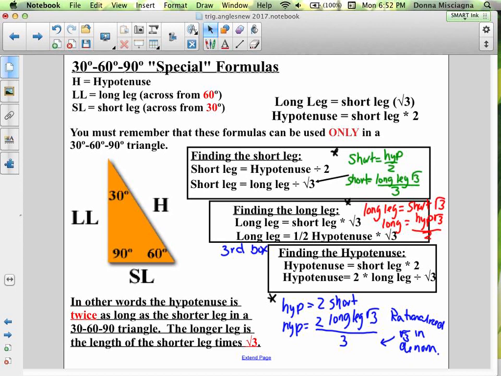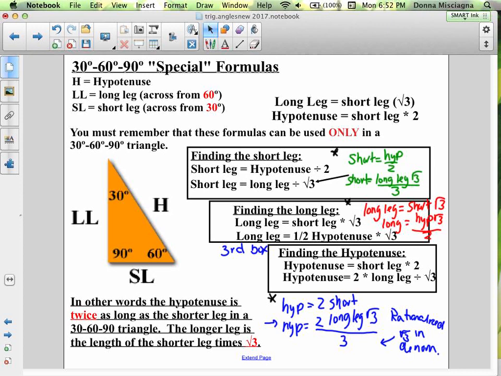So instead of writing 2 times long leg with that division sign, just write this one instead: 2 times the long leg times the square root of 3 divided by 3. So we rationalized. There was a square root of 3 in the denominator, and we just multiplied numerator and denominator by the square root of 3, just like we did on the other page. Okay. So our hypotenuse is just twice as long as the short leg. That's the most important one to remember, because if you don't remember how to find it from the long leg, you can always just find the short leg and then use that one.